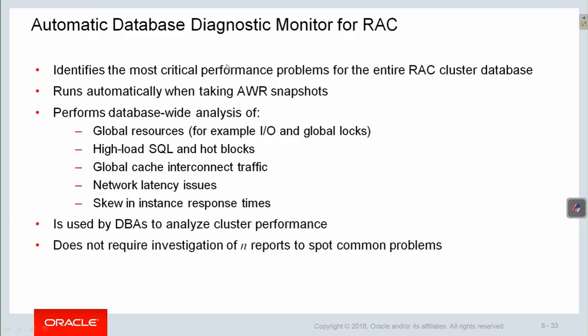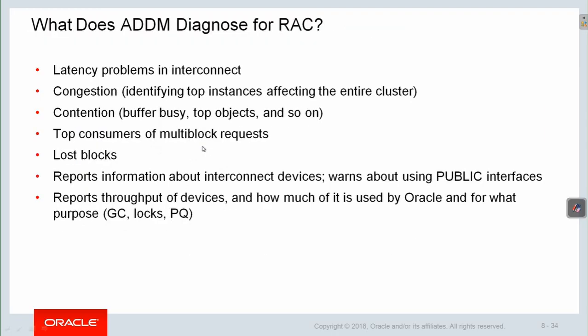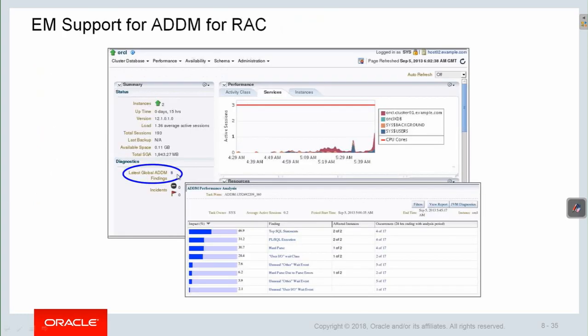So you can actually check findings based on priority. And also database-wide analysis of global resource, high load SQL and hot blocks, and all these are available. And these are also what ADDM can detect: latency problem, congestion, contention, top consumer, lost block, and also some other information as well. And you can check ADDM findings from Enterprise Manager.